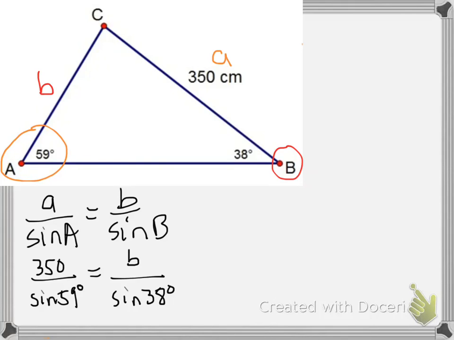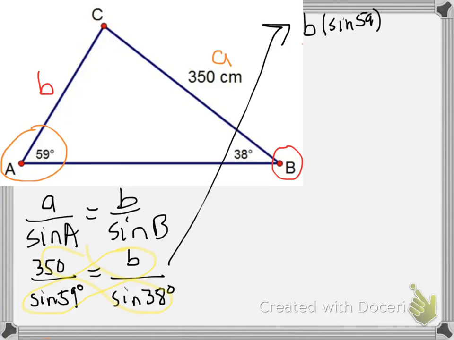So I'm going to go up here and write. If I rearrange this and cross multiply these two, I'm going to get b times the sine of 59 equals 350 times the sine of 38. Then I'm going to divide both sides by the sine of 59 to get b by itself.